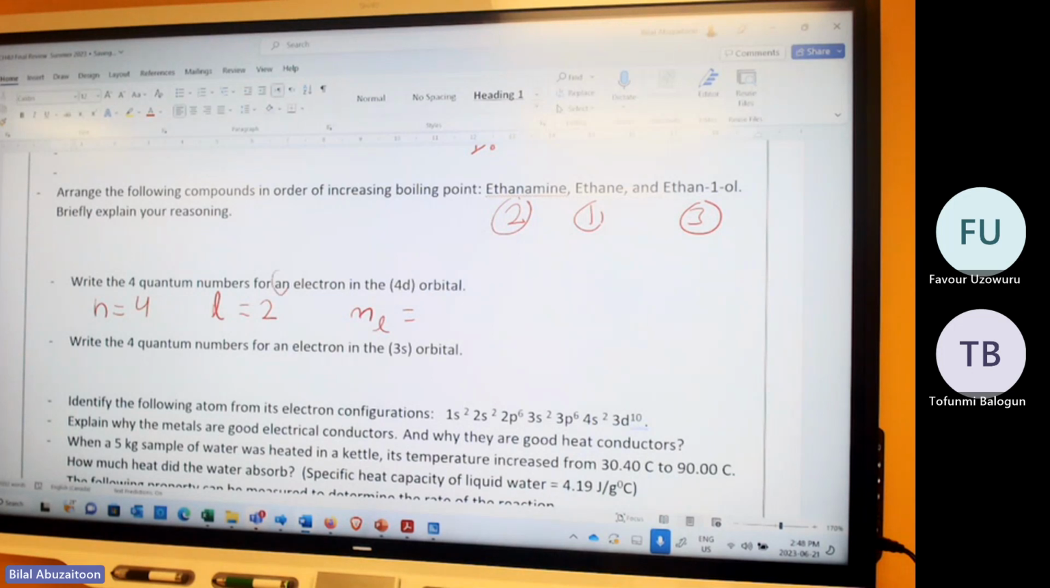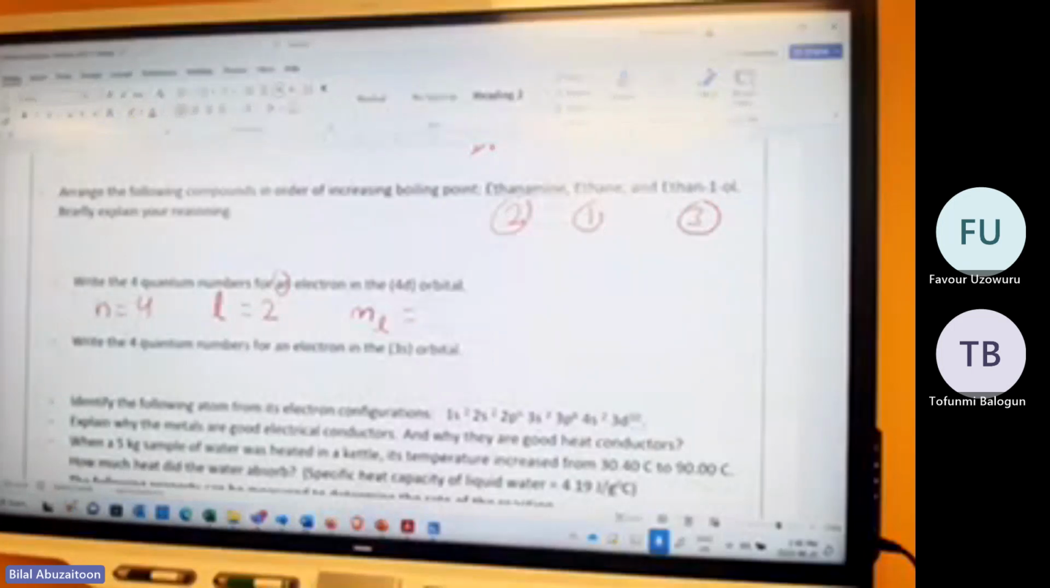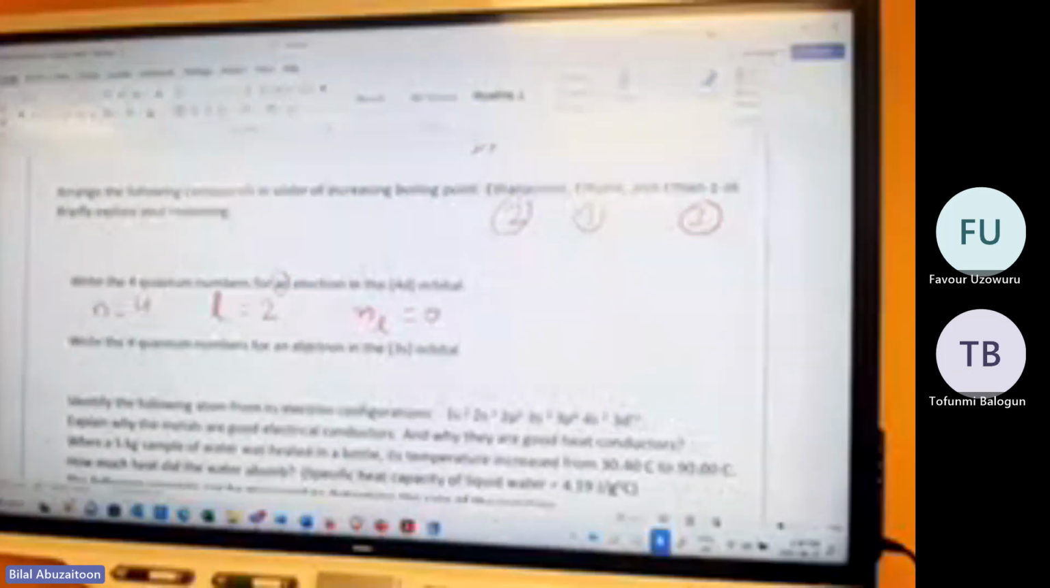So any one of them. You can write minus 2 to plus 2, any number. If you don't write them all, it's up to you. If you write 0, it's okay. If you write -1, it's okay. -2, any one of them. You have how many values in total? You have 5, from -2 to +2. Write any one of them.